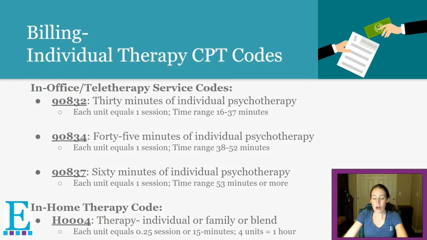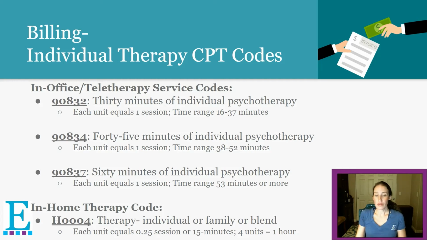Technically, people call 90832, for example, a half-hour session, 90834 a 45-minute session, or 90837 a 60 or hour-long session. But the time ranges are written here. So any session that ranges between 16 to 37 minutes is billed as a 90832, which can be helpful if you have a client who cannot make it 30 minutes for a session, like a little kid maybe.